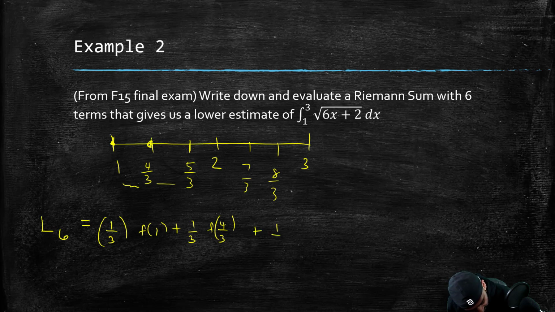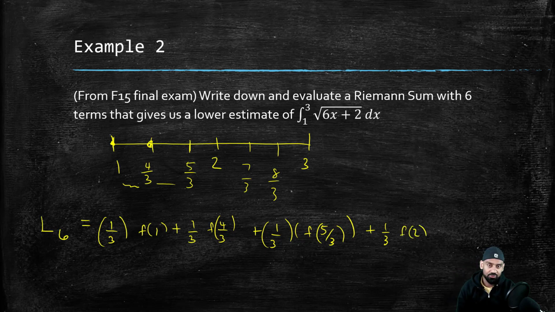Plus another base of 1/3, we're plugging in the left-hand side of the rectangle, which is f of 5/3. And then finally, 1/3 times f of 2. So you notice that the bases are all 1/3. Sometimes they'll just say add all the outputs up and multiply all by 1/3. I'm just doing this to be excessive because I do believe in not shortcutting the understanding for ease of process.